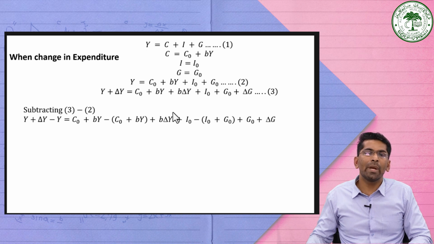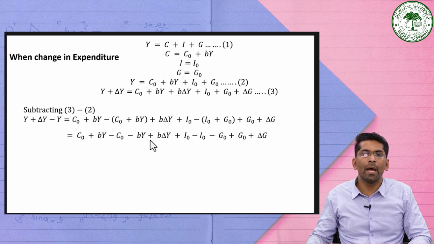Now we can open the brackets here. It will become C0 plus by as it is. Then opening the bracket, C0 will become minus C0, this plus by will become minus by, plus B delta y, then I0, opening the bracket, minus I0, minus G0, plus G0, then delta G. Now there are so many terms which we can cancel here. C0 minus C0 will be cancelled out, plus by minus by will be cancelled out, I0 minus I0 will be cancelled out, then G0 minus G0 will be cancelled out.